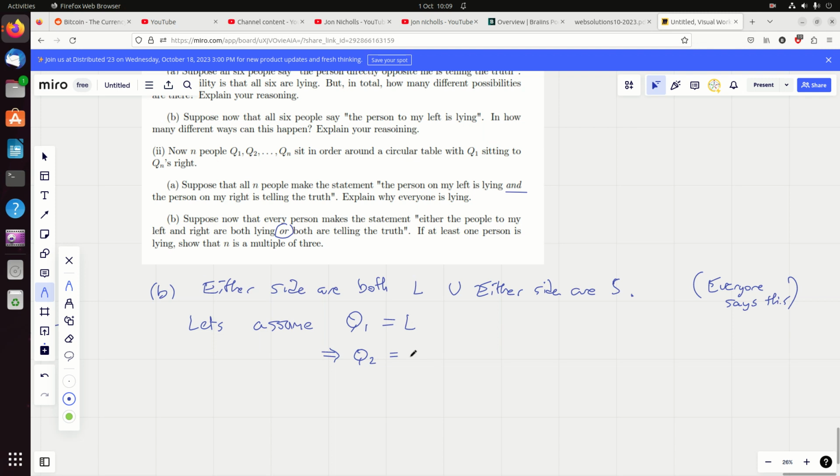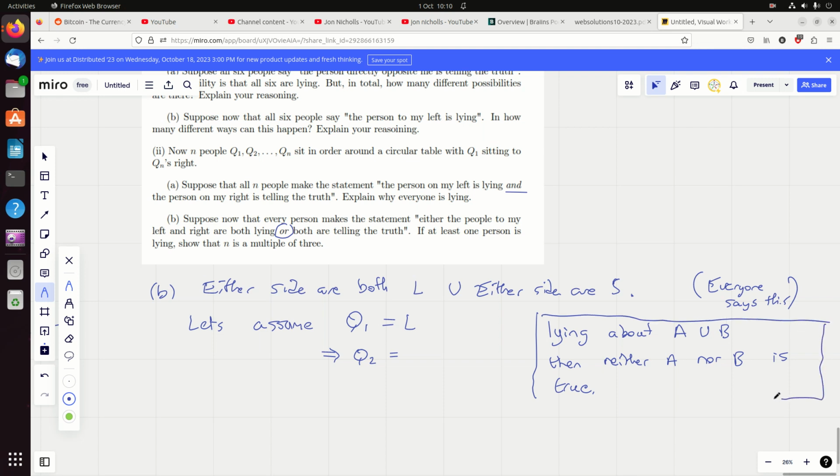Well, the persons either side of him are both liars, or the persons either side of him are both truth tellers. If you're lying about A or B, in other words, if A or B is false, then what is the opposite of A or B being true? Well, neither A nor B is true. I'm going to write that down to justify my reasoning. Lying about A or B, then neither A nor B is true.